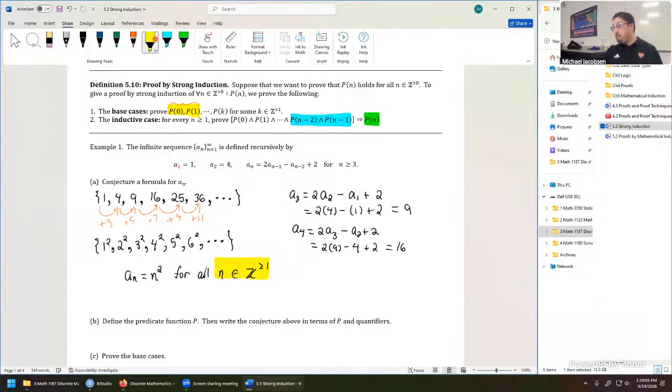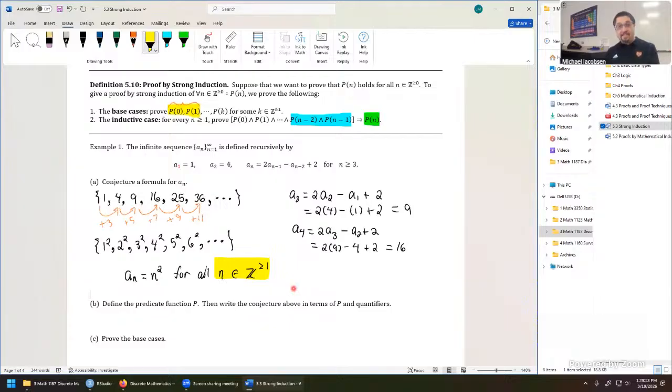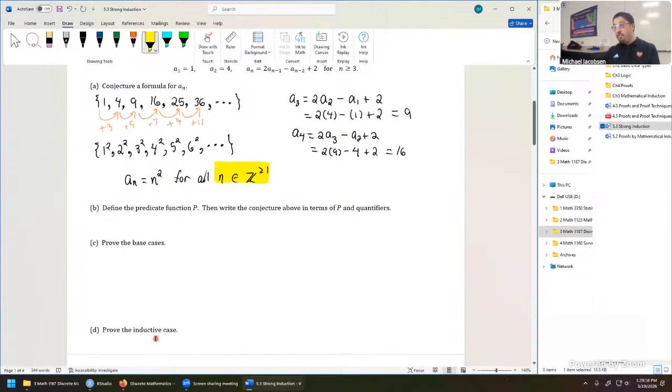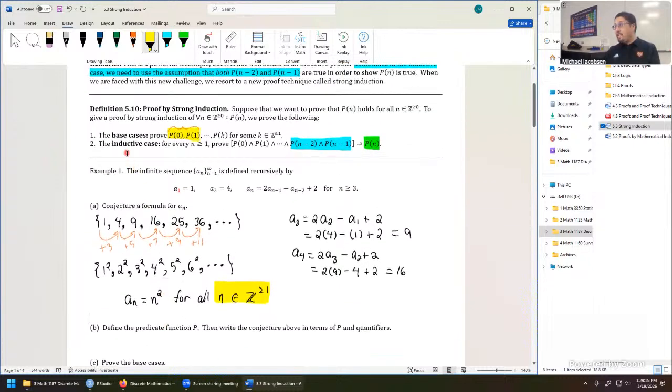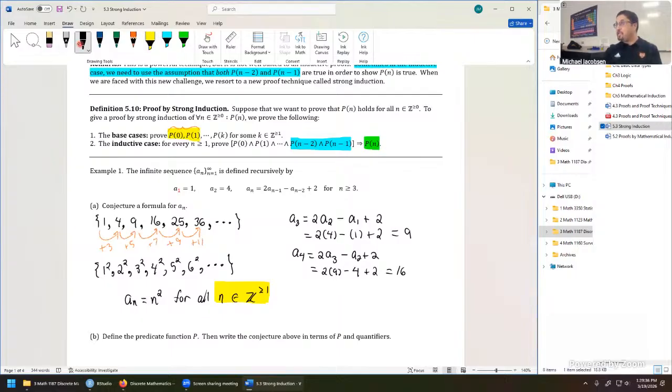So now that we've got a conjecture on paper, here's where we're going to start using strong induction. And really, it's the same kind of idea. We're going to prove the base cases. Next, we'll prove the inductive case. Once we get through the inductive case and show P at n holds, whatever that predicate might happen to be, our work is done. We'll have proven this formula holds really for all n in that domain. Well, let's put here, we will prove this using strong induction.